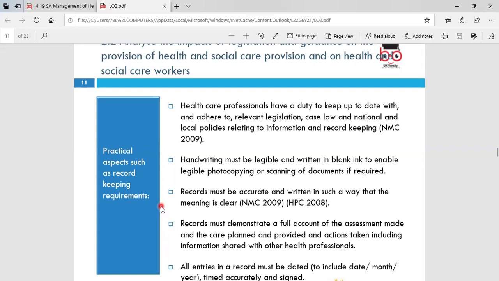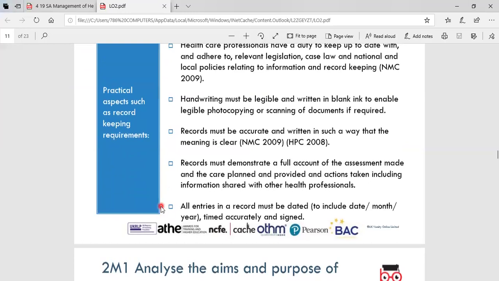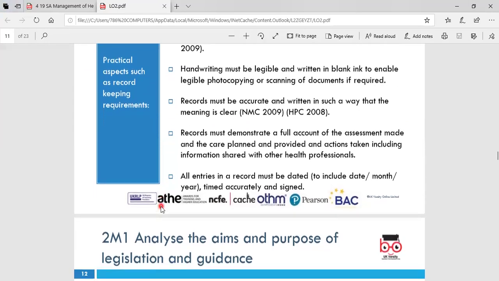Records must demonstrate a full account of the assessment made and the care planned and provided, and actions taken, including information shared with other health professionals. And all entries in a record must be dated. So whatever is being mentioned there, it should have a date, accurate time, and it should be signed.